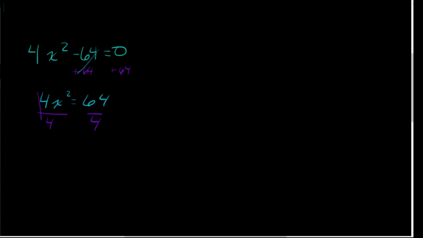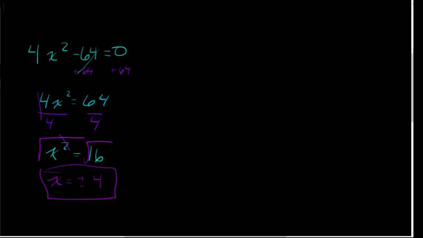These will cancel out. I'm left with x squared is equal to 16. Now I can take the square root of both sides. Those cancel. I'm left with x is equal to positive or negative 4. Again, cannot forget my positive or negative.